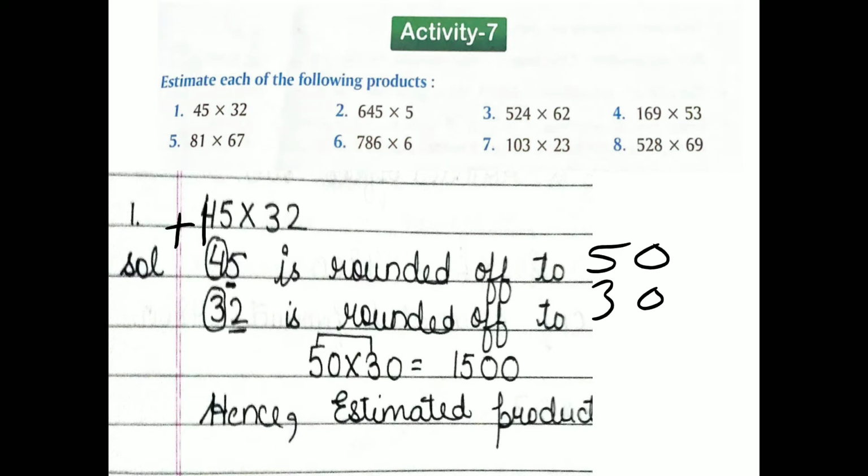Now what do I do? I will multiply these two numbers, 50 into 30. You have learned in this chapter that when we multiply numbers which have 0 at the end, we put the 0 as it is and only multiply the digits like 5 and 3. So 5 threes are 15. So the answer will be 1500. Then you write hence line. Hence, the estimated product is 1500. Clear?